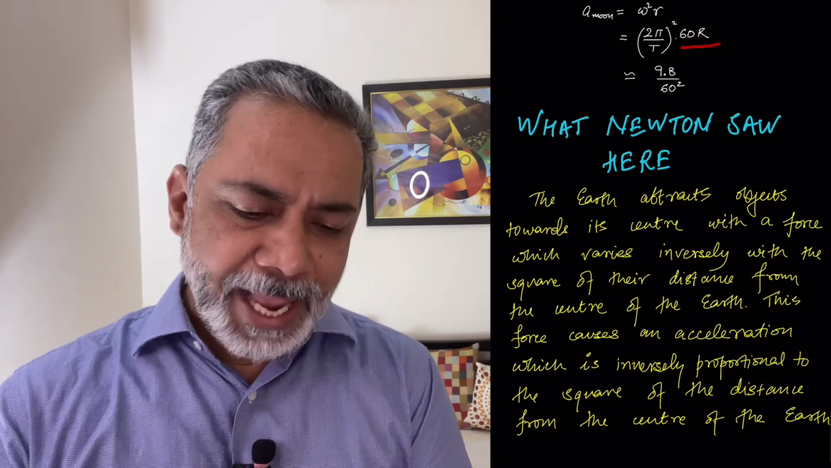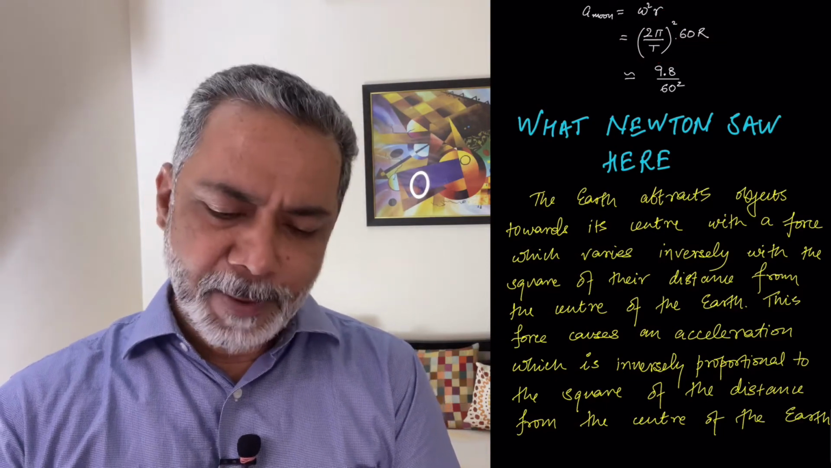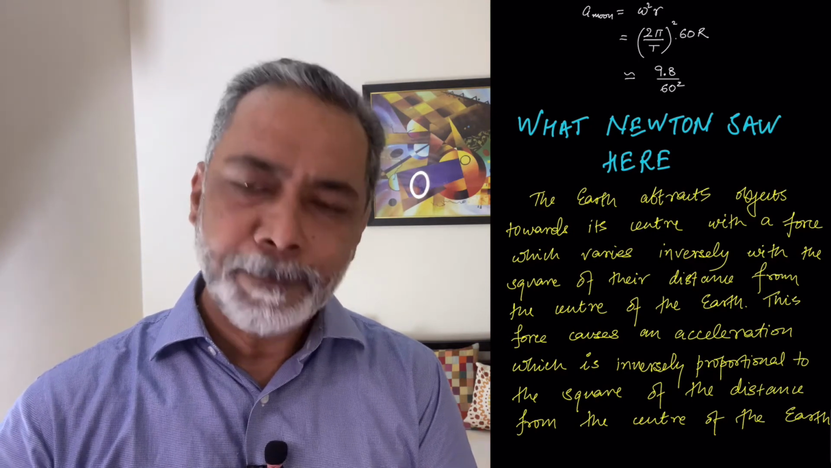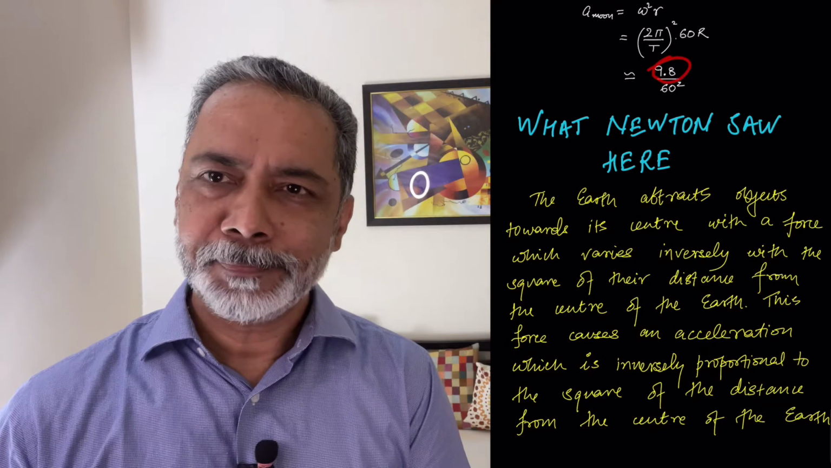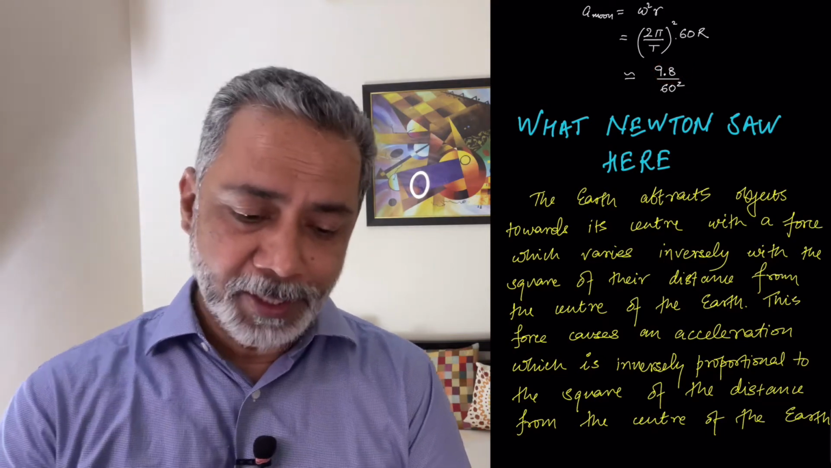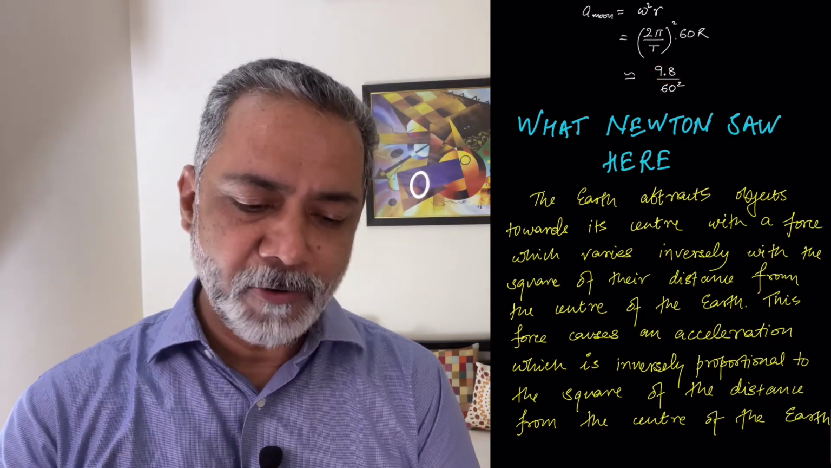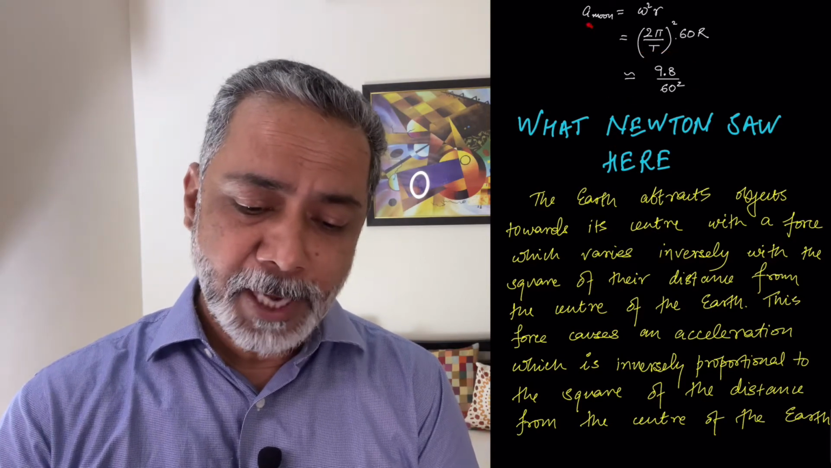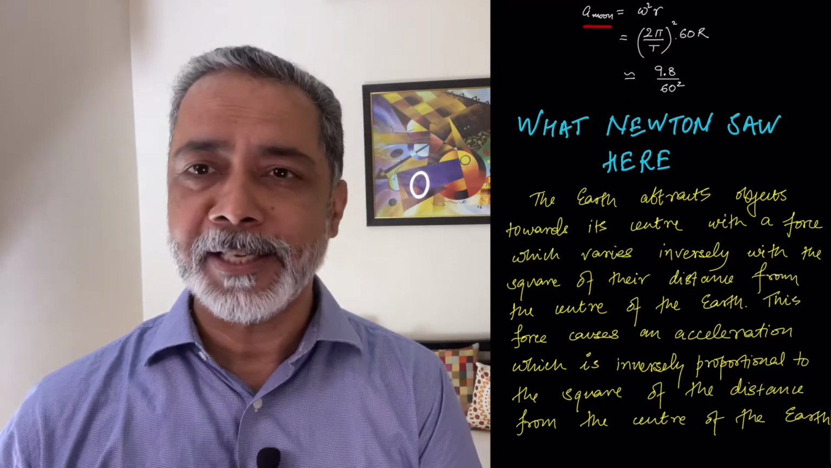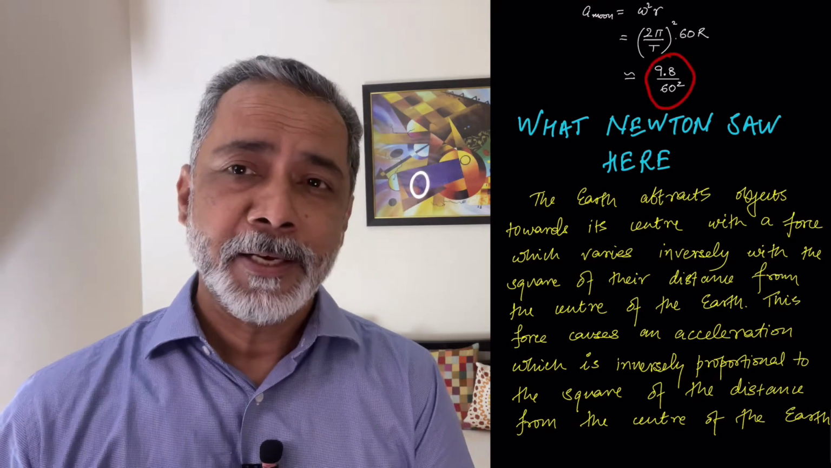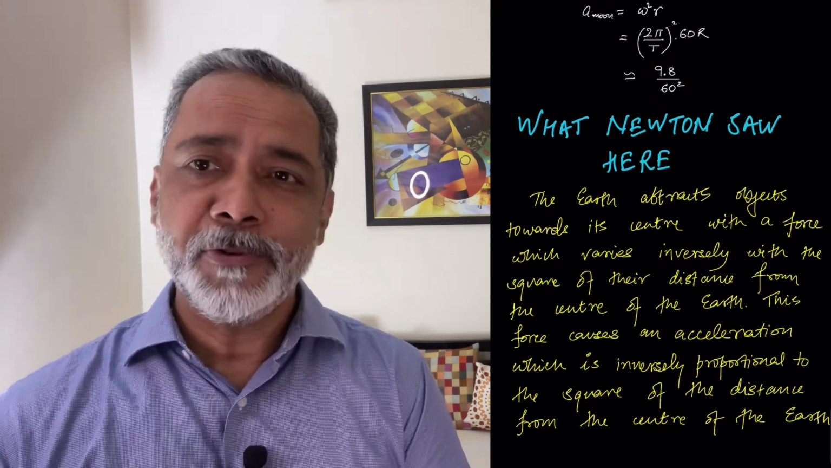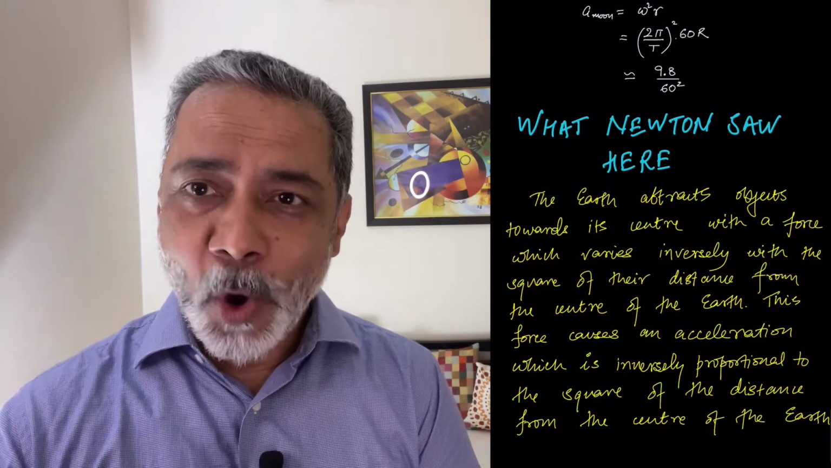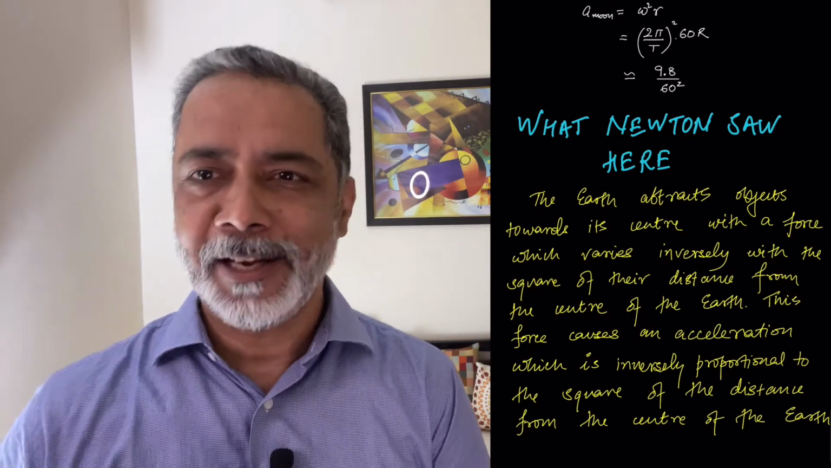Now when he calculated this acceleration, it came out to approximately 9.8 divided by 60 square. Now this acceleration of the moon comes out to be 9.8 divided by 60 square. That means the acceleration of the moon is 1 by 60 square times the acceleration of the apple.